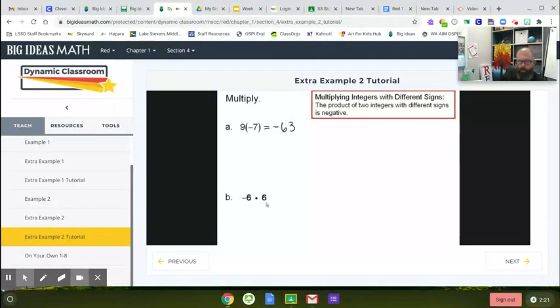Negative 6 times 6. Again, we have one negative number and one positive number. So that means we have different signs. In multiplication, it doesn't matter if the negative number comes first or second, we still use the same rule. So, let's multiply 6 times 6 is 36. Then, since we have different signs, that means our answer is negative. So, negative 6 times 6 is negative 36.